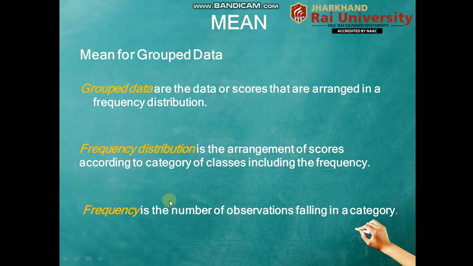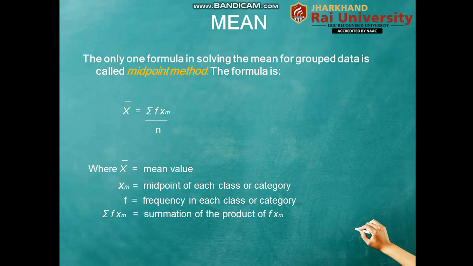The group data are the data or scores that are arranged in a frequency distribution. So what is a frequency distribution? First of all, let us understand that it is the arrangement of scores according to category or classes, including the frequency. So in a frequency distribution, we arrange the scores, or the numbers, according to the class, and frequency is the number of observations falling in a particular category.